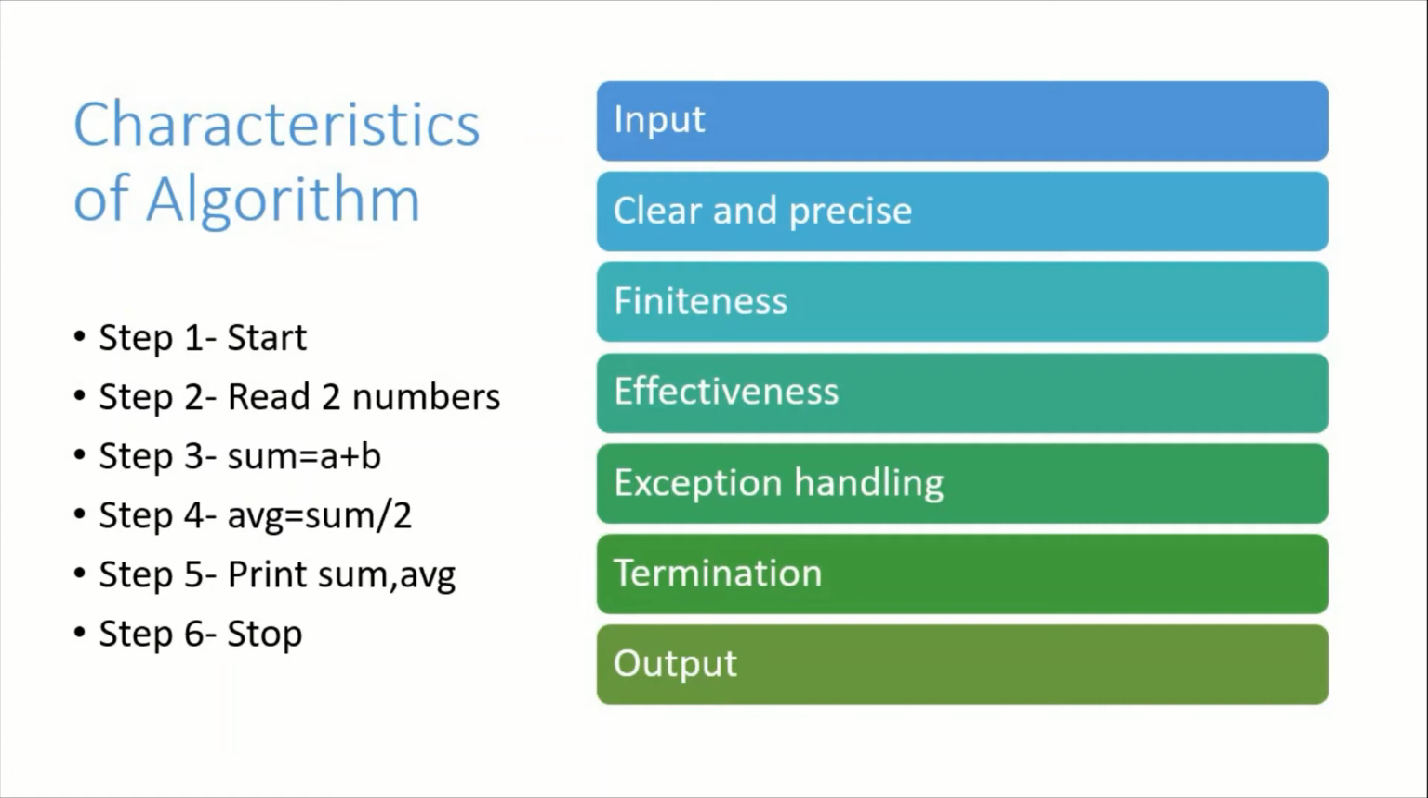And the last characteristic of algorithm is output. That is, the algorithm should also specify what information or what output or result is to be generated or displayed by the procedure. So these are the characteristics of algorithm.